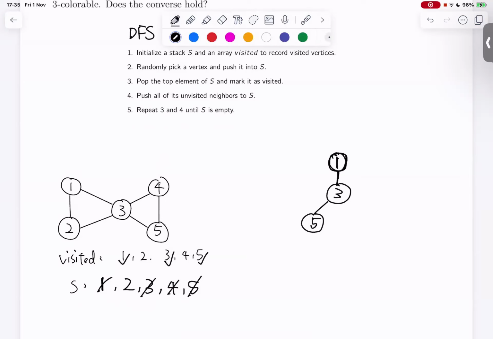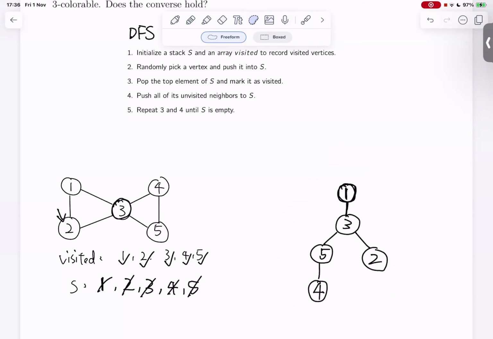We pop the top element, which is vertex 4. We mark it as visited and add it to our DFS tree over here. We want to push all of its unvisited neighbors to S, but we have none now. So we go back to step 3 and pop the top element. We're at vertex 2. We pop it and mark it as visited. Since we go back to vertex 3 and then vertex 2, in this DFS tree, vertex 2 is connected to vertex 3. This algorithm terminates since we have visited all of the vertices, and we have this DFS tree here.